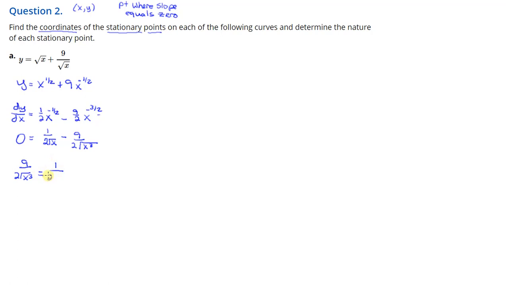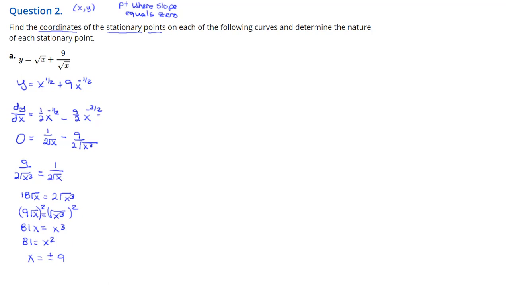And then I've got two fractions that are equal to each other, so I'm just probably going to cross multiply here. And so that's going to be 18 square root of x times 2 square root of x to the third. I'm going to divide both sides by 2, so that's going to give me 9 square root of x is equal to x to the third. Then I'm going to square both sides, and that's going to give me 81x is equal to x to the third. Divide both sides by x. And that's going to give me 81 is equal to x squared, and so then x is going to equal plus or minus 9.